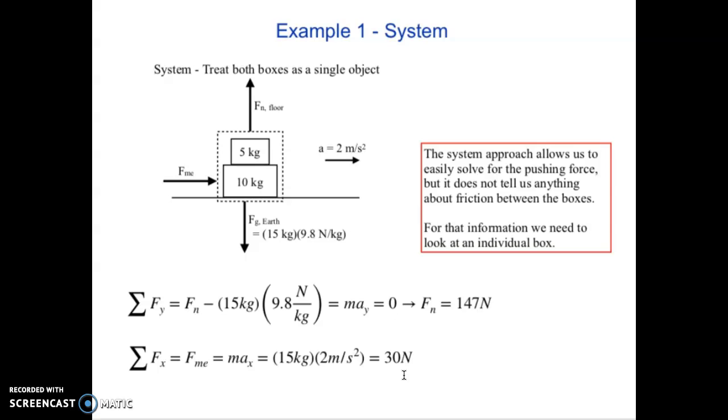So that's the advantage of the system approach. There are fewer forces that appear in our free body diagram, and so we can usually solve for something fairly easily. But we can't solve for everything. In order to calculate the force of friction between the boxes, we need to look at the boxes individually. So let's do that.